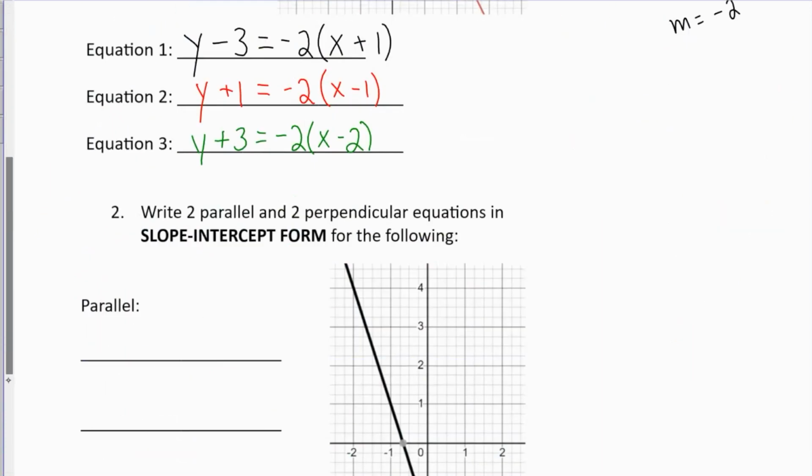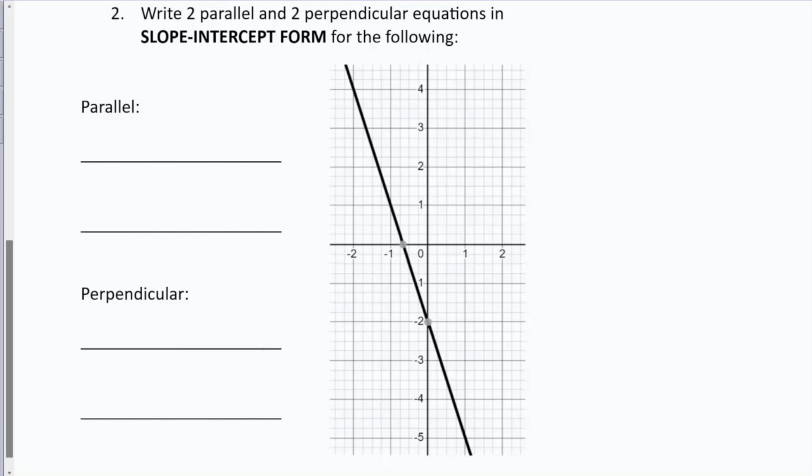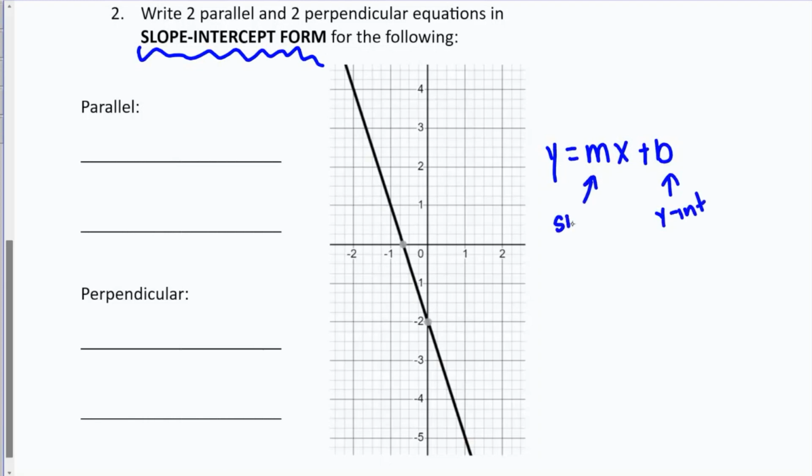All right, number 2. It says write 2 parallel and 2 perpendicular equations in slope-intercept form. Awesome. So we want to find 2 lines that are parallel and perpendicular to this one here. Well, first, let's figure out what our equation looks like. And if we notice, we did see slope-intercept form. So we're going to be using y equals mx plus b. So I'm going to start by finding the equation for this line. Now, I know b is my y-intercept, and m is my slope. And we always start with our y-intercept.